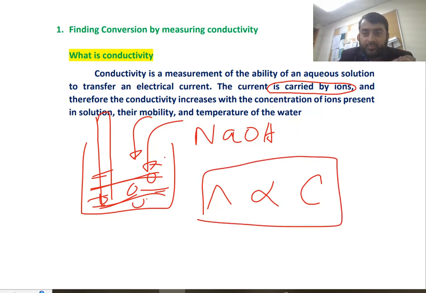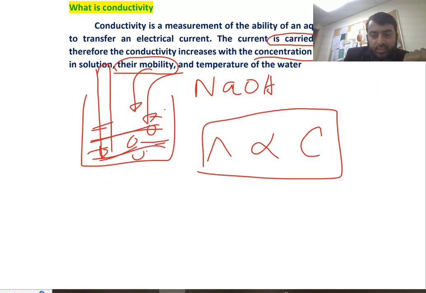Conductivity of a solution is also affected by temperature. So you can see the concentration of ions present: if concentration increases, conductivity increases. And also their mobility. If you can agitate or increase the ions' movement, it will also add to the conductivity. If you heat it, make the temperature higher, the kinetic energy of the molecules will increase, the movement of the ions will be more, and it will increase the conductivity. So conductivity of a solution is proportional to concentration and proportional to temperature.